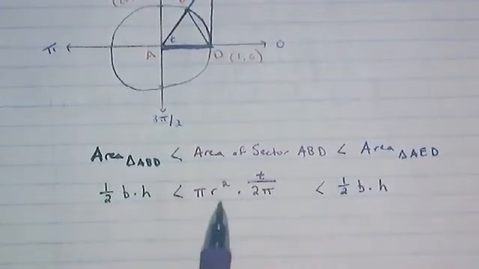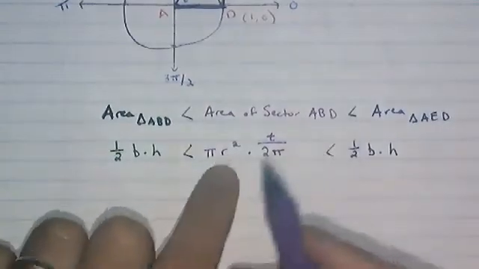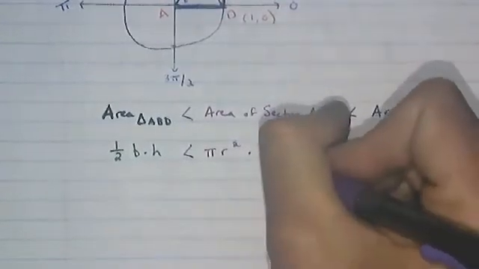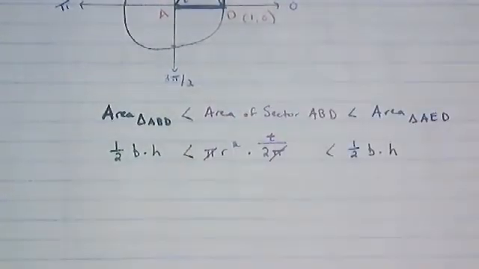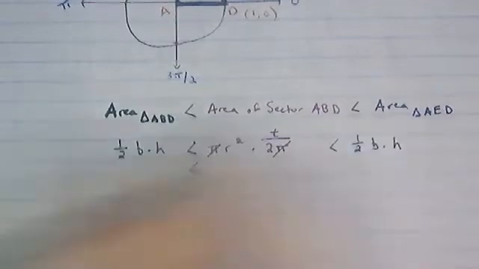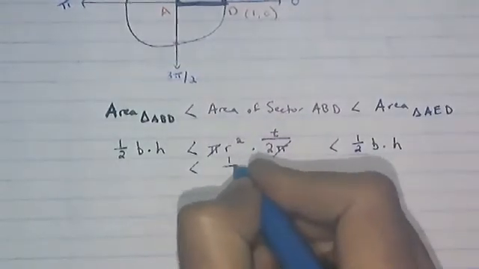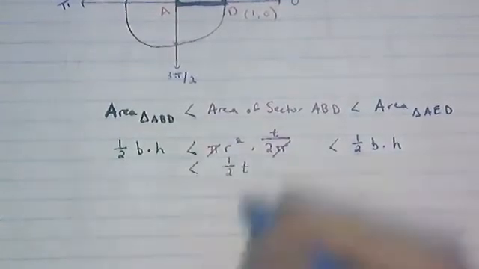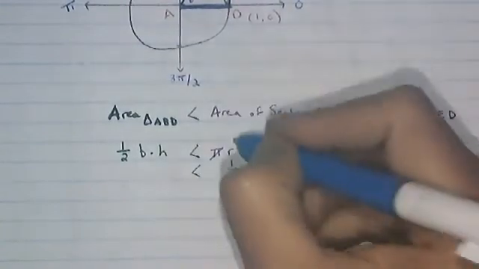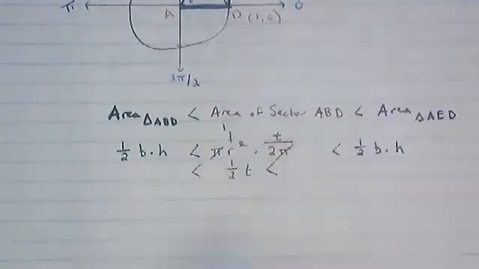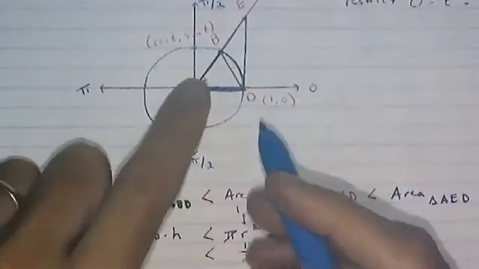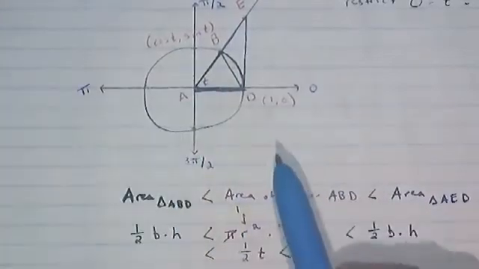Well, let's take care of this middle part because this will actually all turn out nicely. Because I mentioned this is a unit circle, so r squared is just 1. The pi's cancel out. And so this middle business is just 1/2 t. That's kind of nice. So now the area of the sector is solely dependent upon our choice of t.